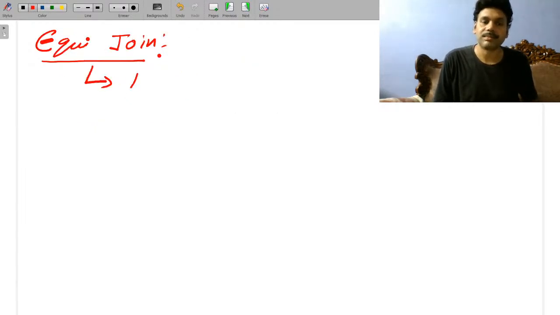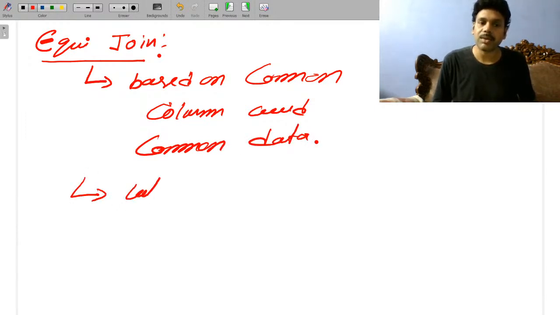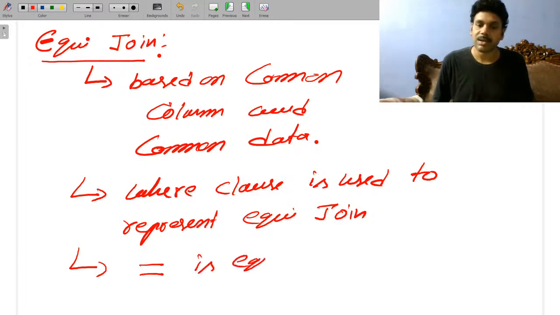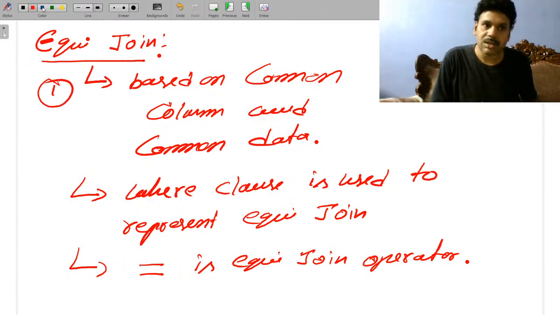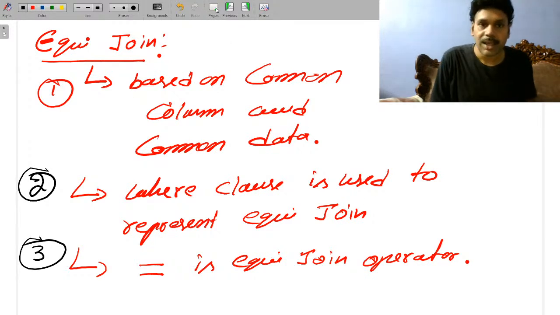Now I say equijoin is based on a common column and common data. This is point number 1. Point number 2, the where clause is used to represent equijoin. And the next point is, equal to is the equijoin operator. These are the three important conditions: based on a common column, where clause is required, and equal to is the join operator. Okay, let us take one example.